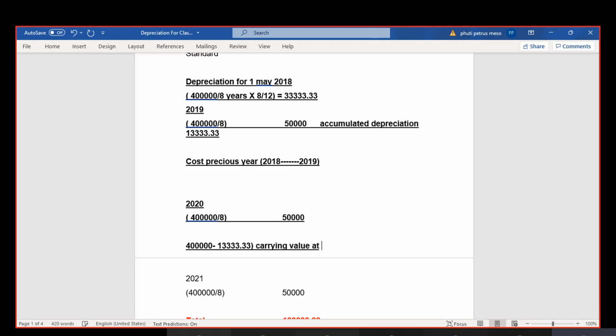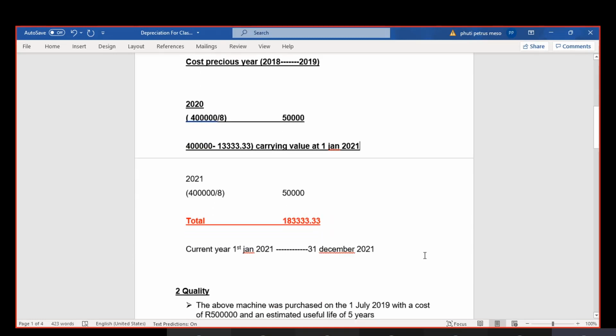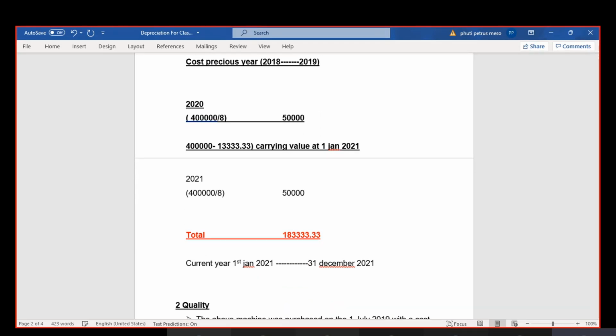Carrying value at the 1st of Jan 2021. Okay, but when you're looking for the carrying value at the end of the year, these will basically be your accumulated depreciation, and then you minus your 400,000 rand, and then you get your carrying value at year end. Make sense?